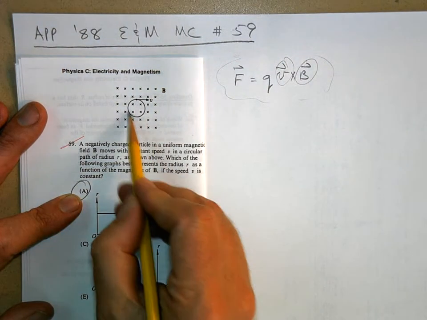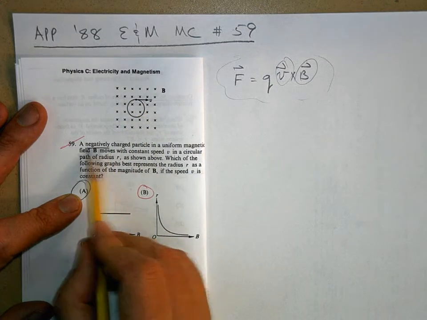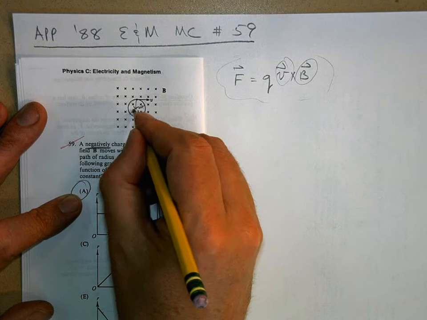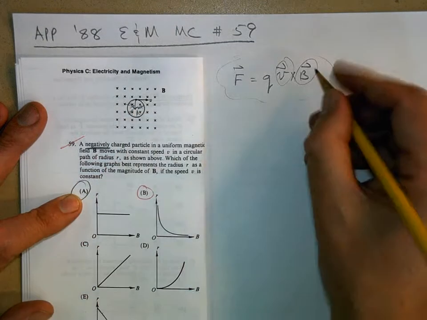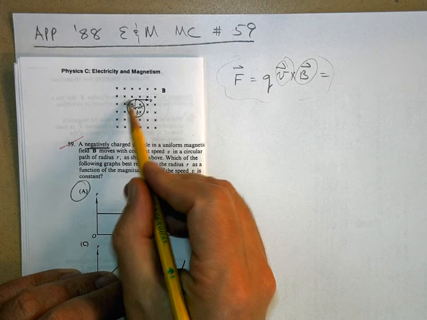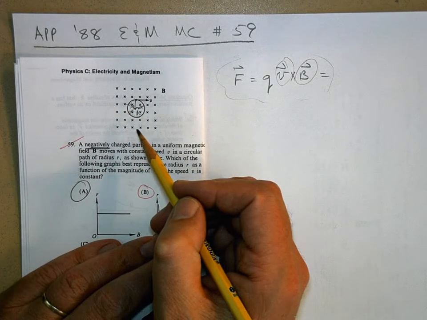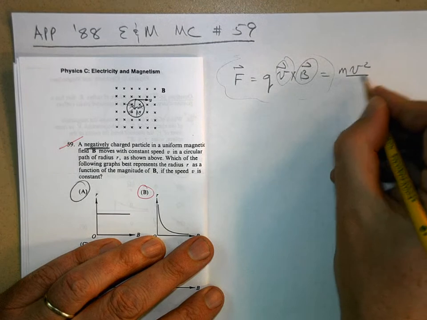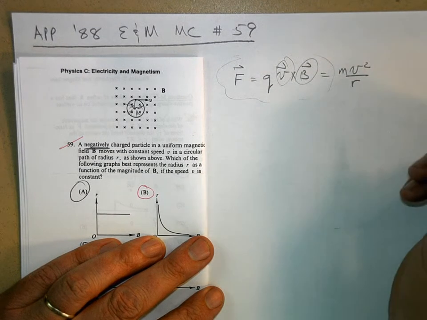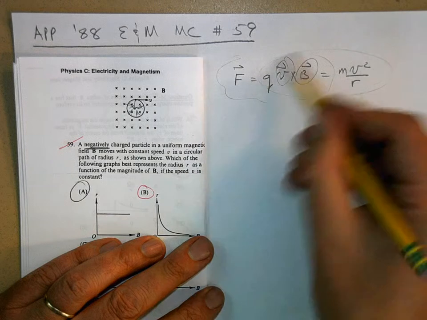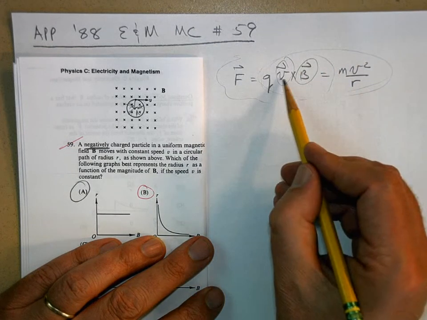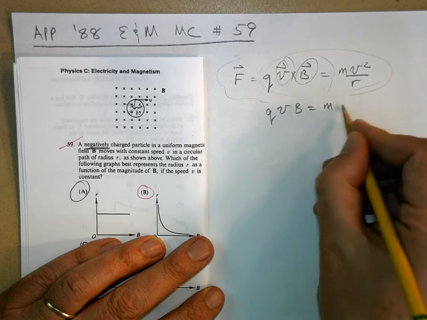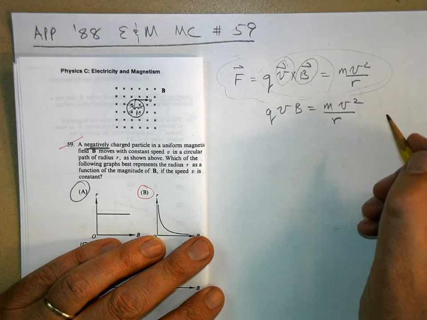So why is this going in a circle like this? Because it's a negatively charged particle, so the force is down like that. And notice that no matter where I am, the force is going to be pointed towards the center of that circle, which means that this force is a centripetal force. So this is mv squared over r. This is a very, very common thing. And by the way, the cross product V cross B, you can just go qvB equals mv squared over r.